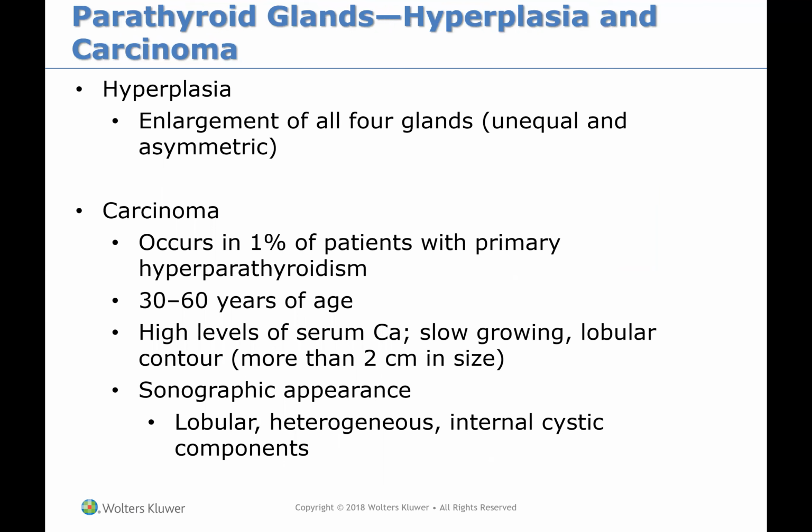You can have hyperplasia, enlargement of all four glands, or carcinoma, which can occur in hyperparathyroidism. And that's a younger cancer, 30 to 60 years of age. So what's going to happen? They're going to have high levels of serum calcium, slow growing lobular contour, heterogeneous internal cystic components.